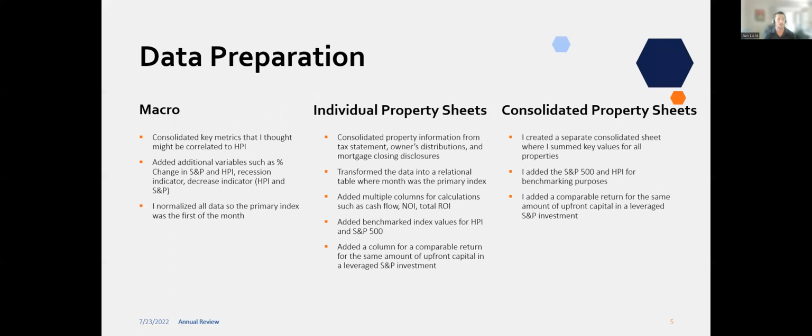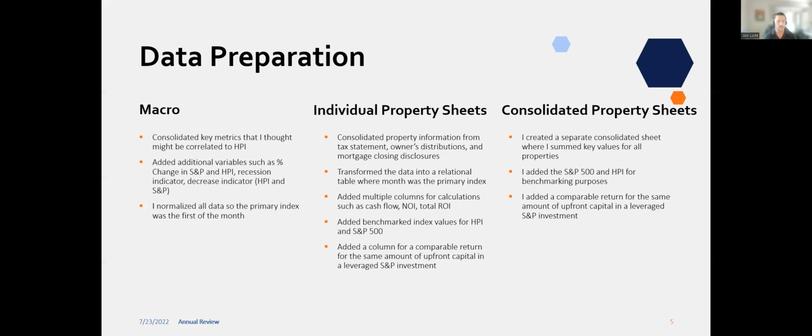So the first part is data preparation. For the macro metrics, I leveraged FRED St. Louis, which has freely available metrics. I consolidated about 14 or 15 different metrics I thought might be correlated to the housing price index. I then created some additional variables, such as the change in the S&P and the change in the housing price index. That was to try and normalize the S&P and the HPI.